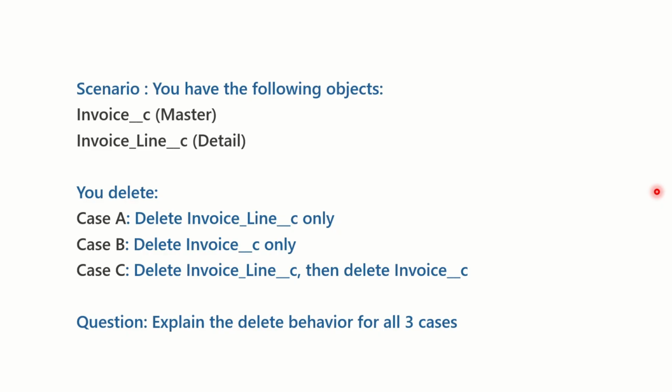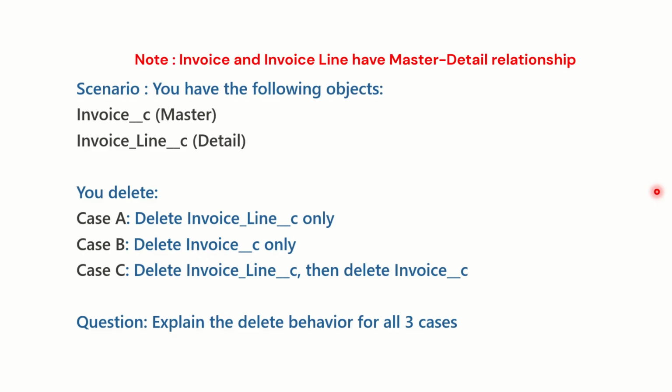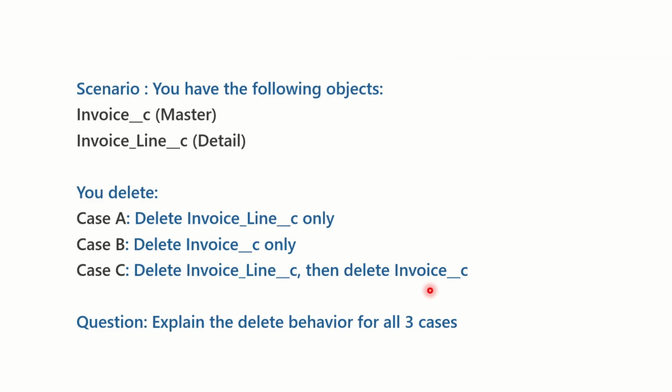So let's start. The scenario is you have two objects, invoice and invoice line. One of them is the parent, invoice is the master, that is nothing but the parent, and invoice line is the child object. Case 1 is you delete only the invoice line record. Case 2 is you delete the parent record, that's nothing but invoice only. And case 3 is you first delete the invoice line and then you delete the parent record, that's nothing but invoice. So the question here is to explain the delete behavior for all three cases.